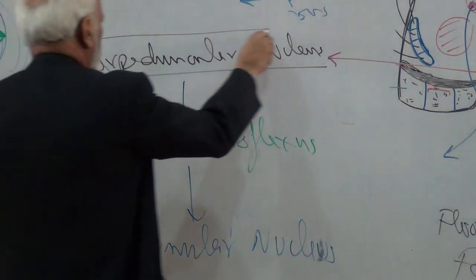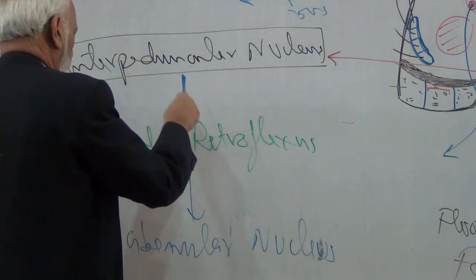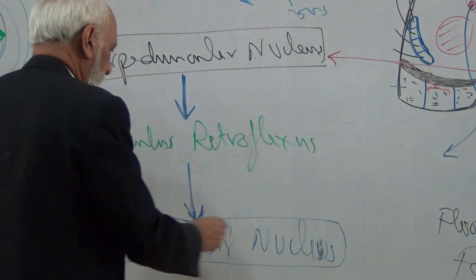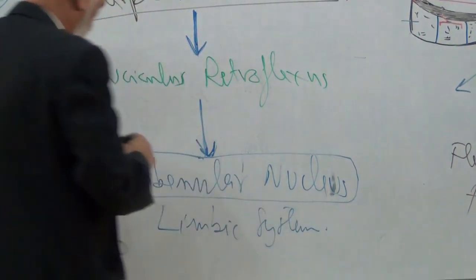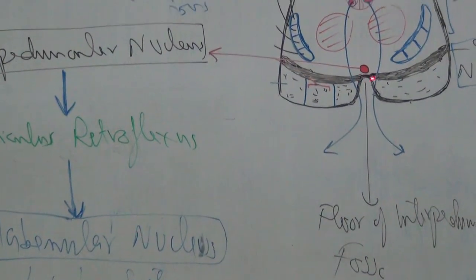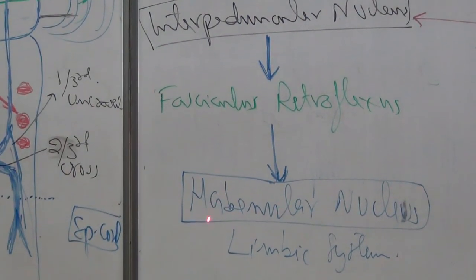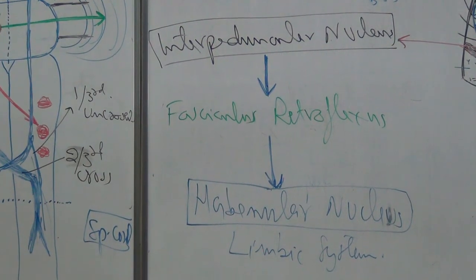The interpeduncular nucleus, through a bundle of nerve fibers known as the fasciculus retroflexus, is connected with the habenular nucleus, which is an important part of the limbic system. Already we discussed this in our previous lecture. So the interpeduncular nucleus, which is an unpaired nucleus located in the floor of the interpeduncular fossa in the midbrain, is connected to the habenular nucleus. The habenular nucleus belongs to the limbic system, and the bundle of nerve fibers which connect the interpeduncular nucleus with the habenular nucleus is the fasciculus retroflexus. Therefore, the interpeduncular nucleus is a part of the limbic system.